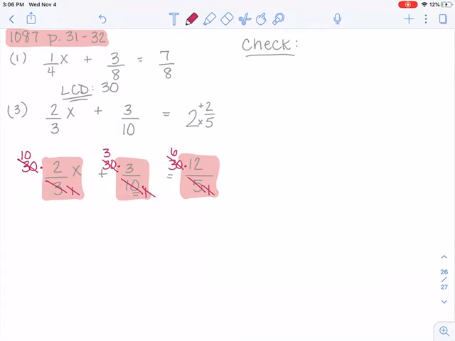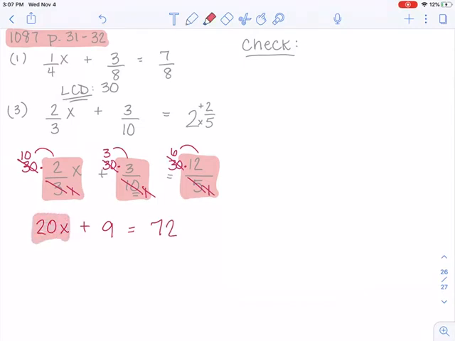Now we still have to multiply what's left over by the outside number. So my 10 times the 2 is going to be 20. So I have 20x plus 3 times 3 is going to be 9 is equal to, and then 6 times 12, which is 72.